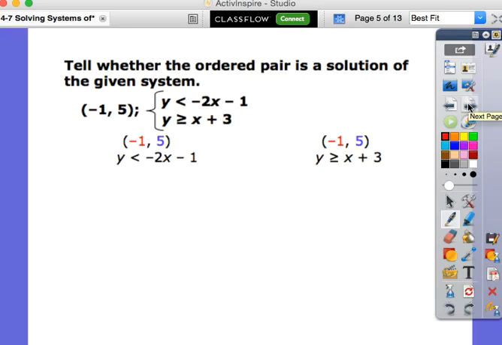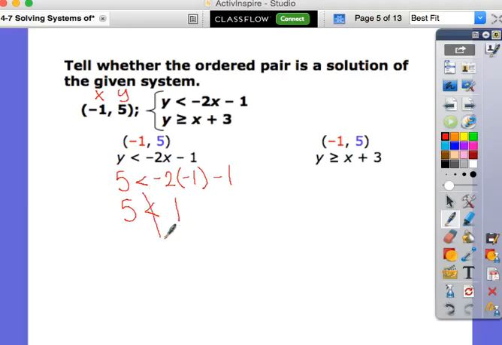So we've got negative 1, 5. We're being asked, is this ordered pair, this x and y, a solution to the system? We have to try it in both of these. So we're going to plug in for y, 5, is less than negative 2 times x, which is negative 1, and then bring down the minus 1. 5 is less than negative 2 times negative 1, which would be positive 2, and positive 2 minus 1 is 1. Is 5 less than 1? No.